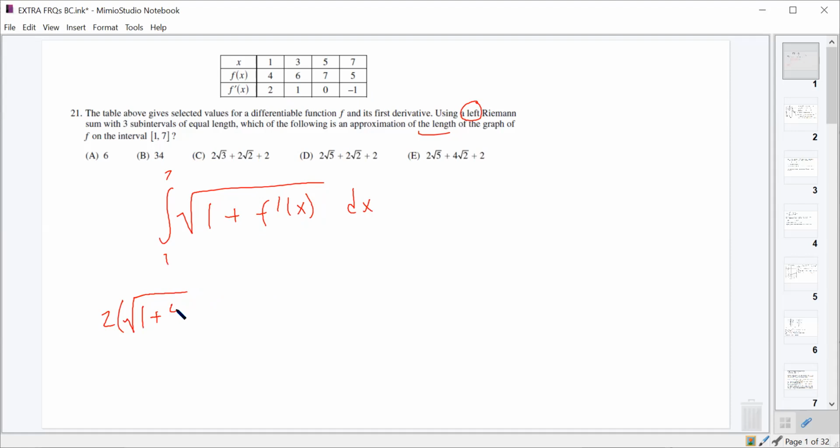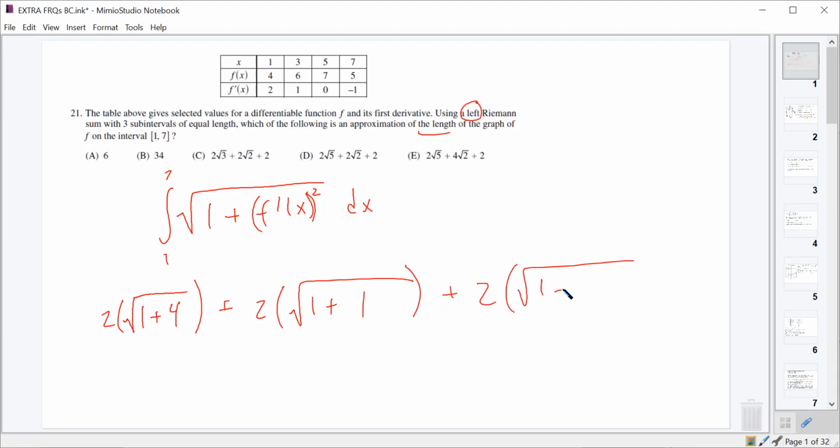That's what somebody just said in the chat there. So that should be 1 plus 4. Yeah, that's what somebody said in the chat. So 2 times 1 plus 4 square rooted, plus then the next one is again 3 to 5, length of 2, times the square root of 1 plus then f prime of 3 is 1. So 1 squared is 1. And then we should end up with plus 2 times the square root of 1 plus f prime of 5, which is 0 squared, which is 0. And that ought to give us 2 root 5 plus 2 root 2 plus 2, which looks like it's choice D.